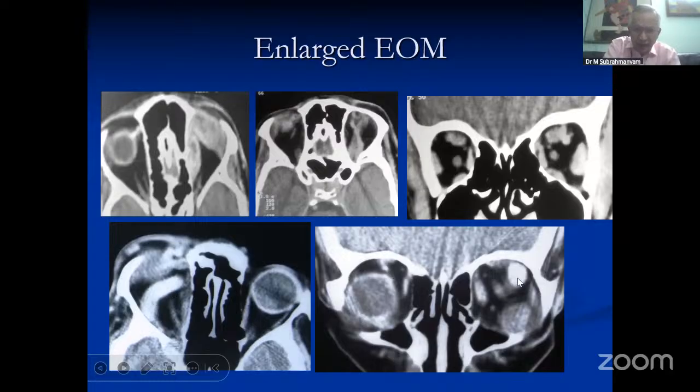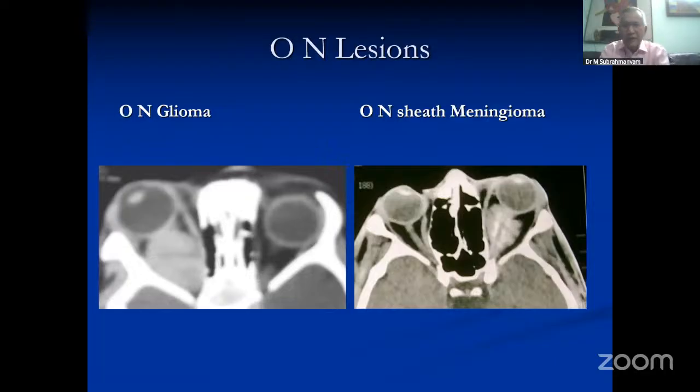This is the normal, and this is the grossly engorged superior ophthalmic vein with the gross engorgement of the inferior rectus and the medial rectus, lateral rectus, and all the muscles. So this is typical of carotid cavernous fistula. Coming to the optic nerve lesions, the two important things are optic nerve glioma and optic nerve sheath meningioma.